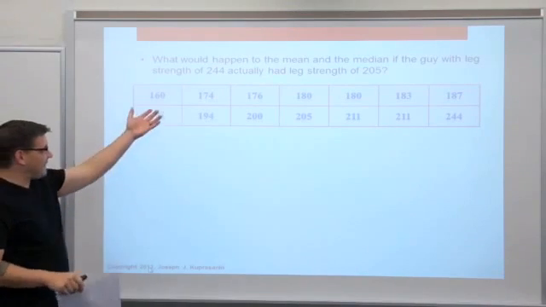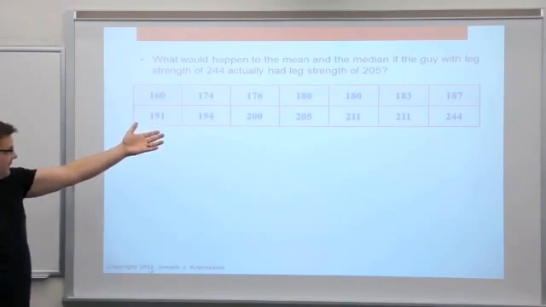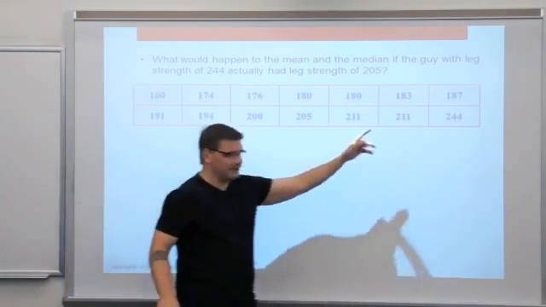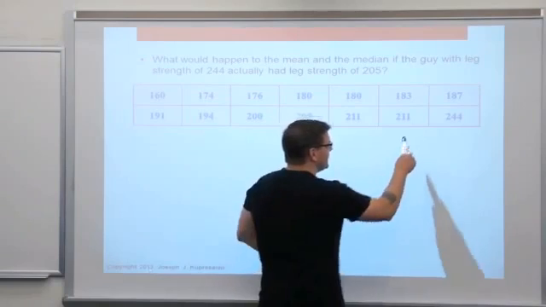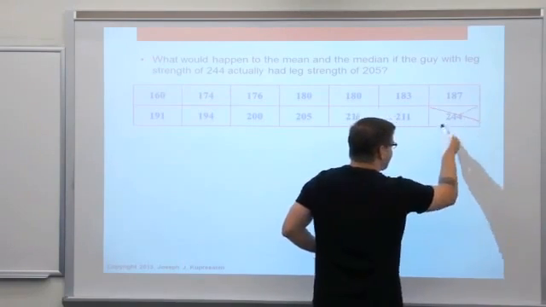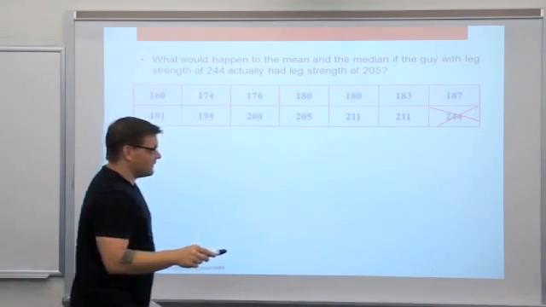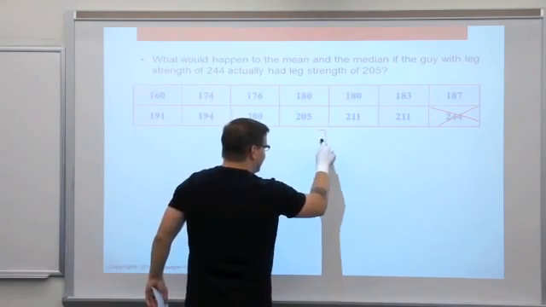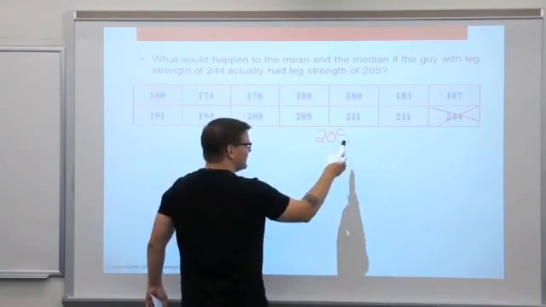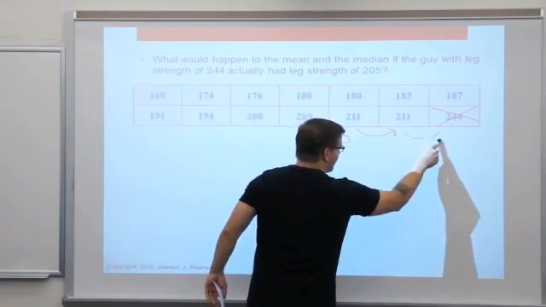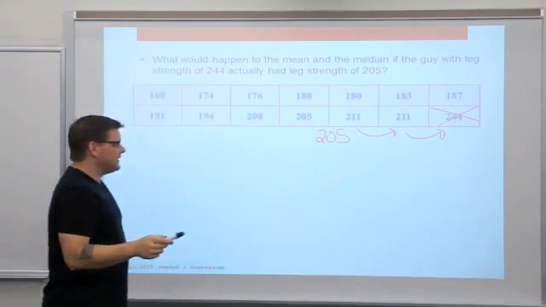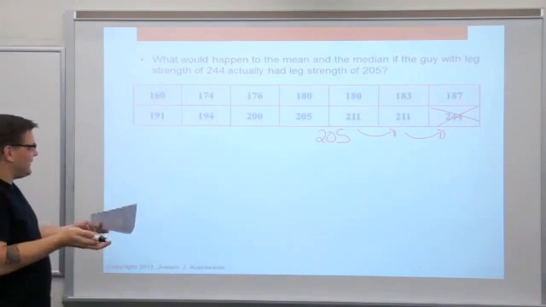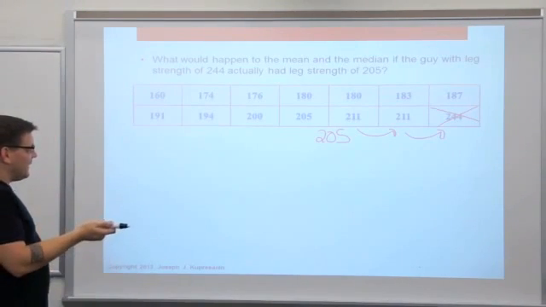Question for us here: what would happen to the mean and median if the strong guy here, the guy with leg strength of 244, actually had leg strength of 205? So if he was a bit weaker, he'd be 205. I guess he'd squeeze in right here. These two would sort of shift over. And we don't have to calculate the median. We don't have to really do anything on the calculator.